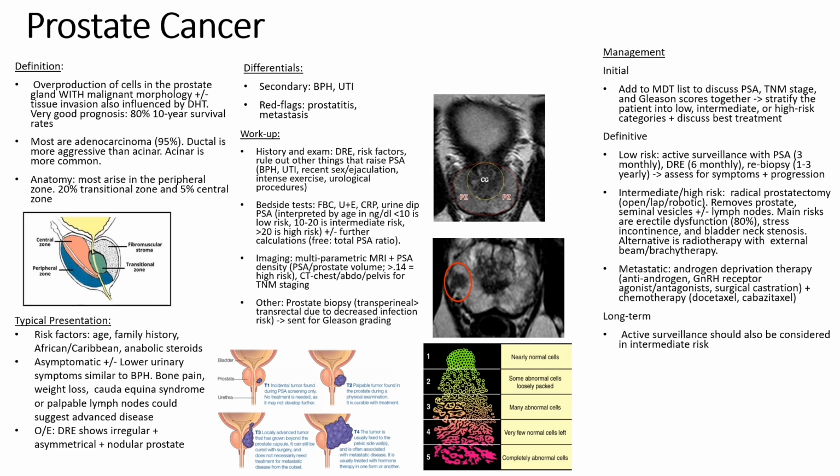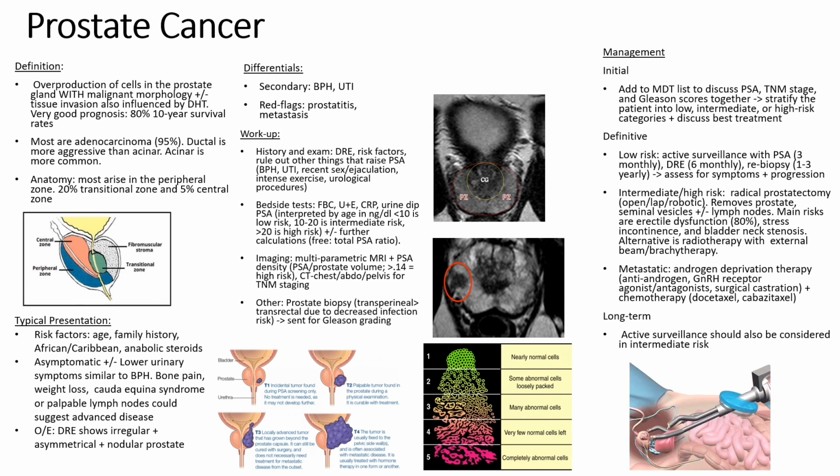For intermediate to high-risk patients, a radical prostatectomy is required, which removes the prostate alongside the seminal vesicles and lymph nodes in some cases. This can either be done laparoscopically, robotically, or as an open approach. I threw in an animation of the robotic approach there. The main risk of this is erectile dysfunction, which can affect around 80% of patients. Then also stress incontinence and bladder neck stenosis can happen.